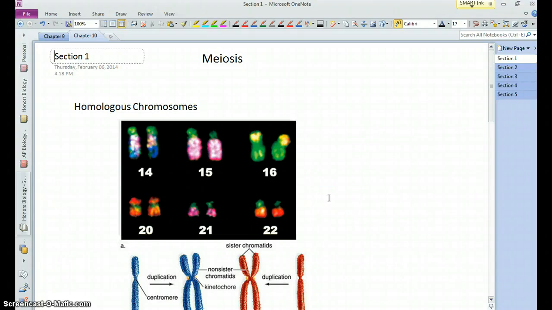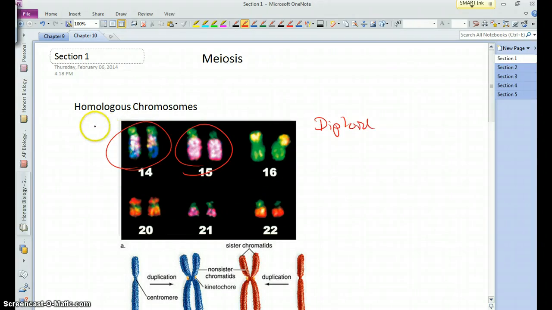Okay, now let's talk about Chapter 10, meiosis. So, previously we talked about what it means for an organism to be diploid and to have two copies of each chromosome. These two copies of each chromosome are described as being homologous. So the pair of 14 chromosomes, they are homologous. The pair of 15, they are homologous, etc.